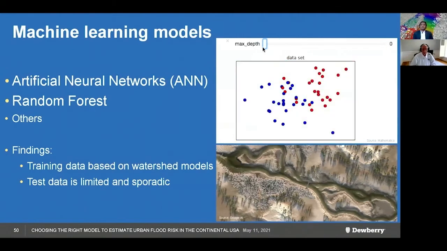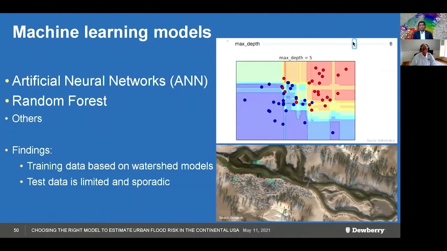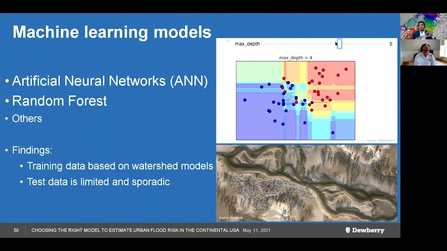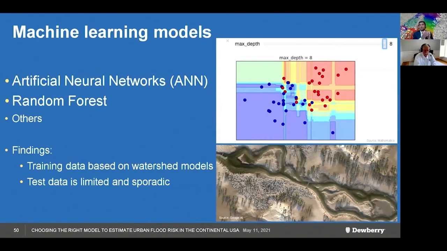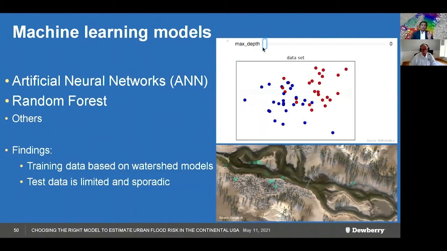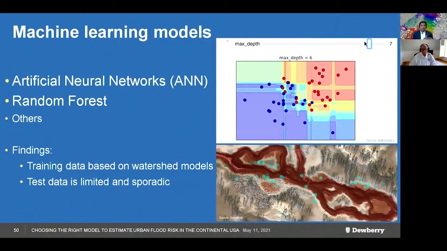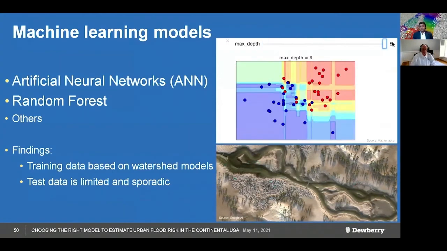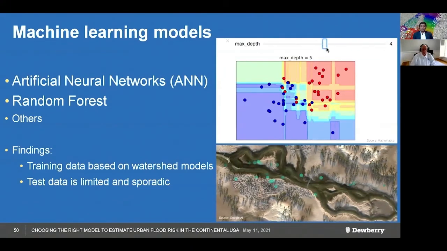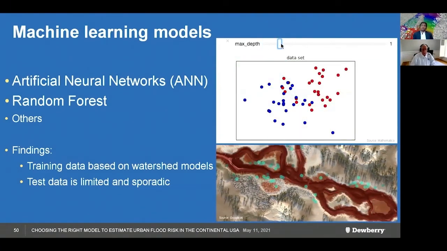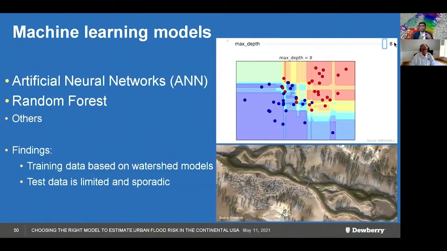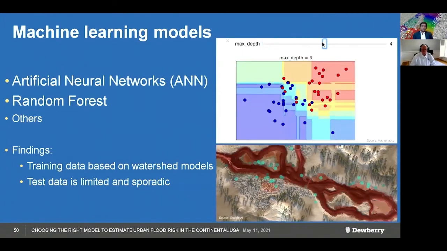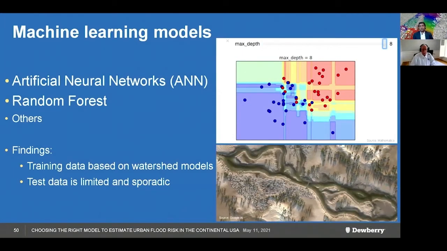Another interesting experiment that's ongoing is the use of machine learning models. Training data based on watershed models will already have a great correlation between the dependent variable and the independent causal parameters. The problem is that the test data is limited and sporadic. Some of our ongoing experiments include artificial neural networks and random forest methods, which are basically two of the most promising methods that we have found, as have other researchers, including Google AI, the graphic on the right bottom.